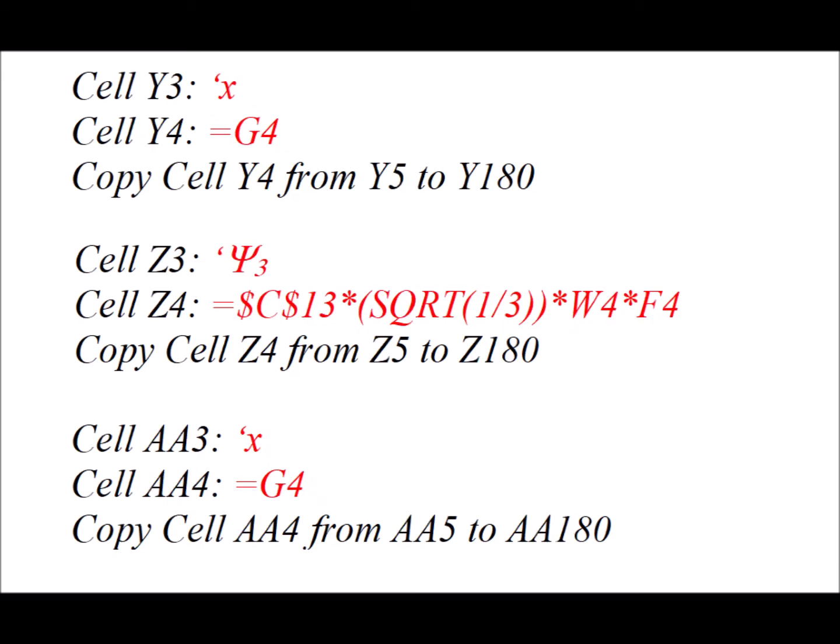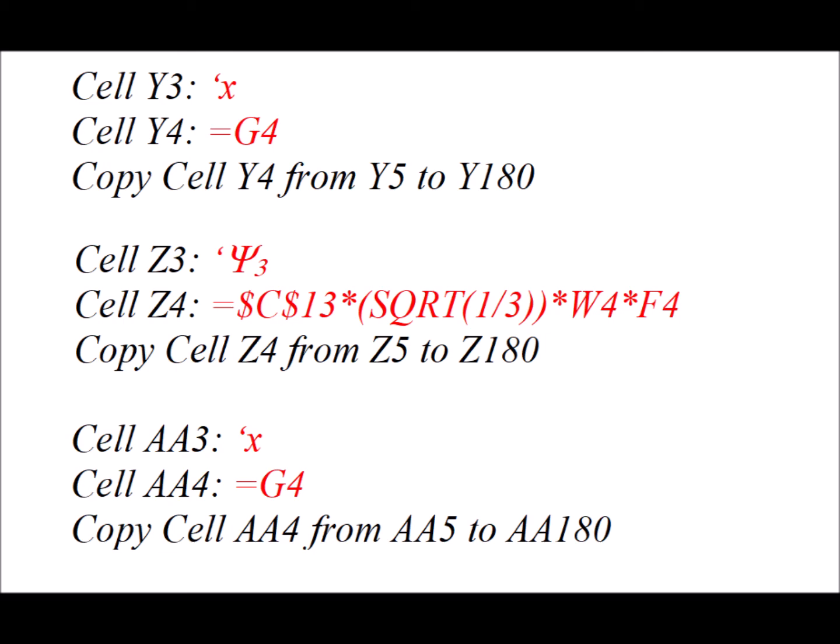Let me mention here, as the Hermite polynomials get more complicated, just to make it easier to debug and keep track of things, we're breaking up the different parts of the Hermite polynomial and then combining it and then incorporating it into the eigenfunction. So in cell Y3, we have the label X4. We have the formula in cell Y4, so we copy it from Y4 from Y5 to Y180.